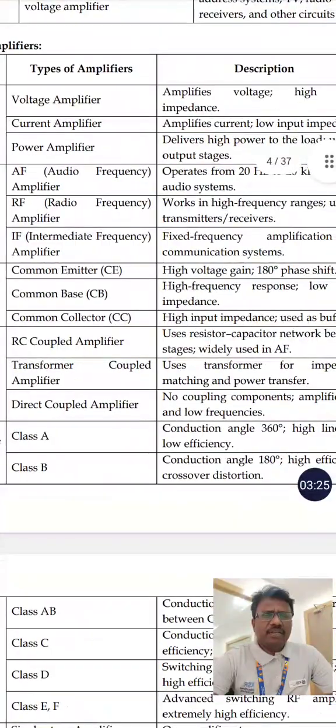Next, current amplifier. Sometimes voltage is already sufficient, but the available current is very small. In such case, we use a current amplifier. So its main work is to increase the current. So it generally has low input impedance and high output current capability. It is used in current sensors, motor driving circuits, and current controlled devices.